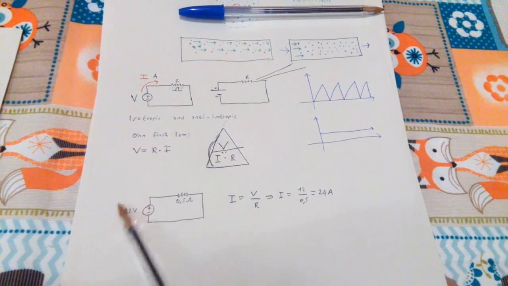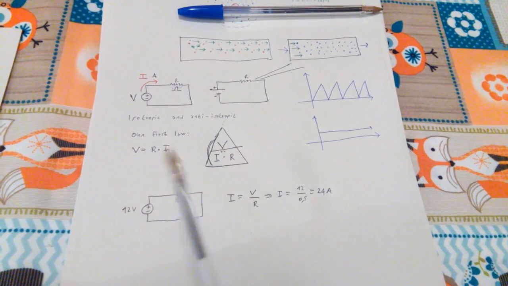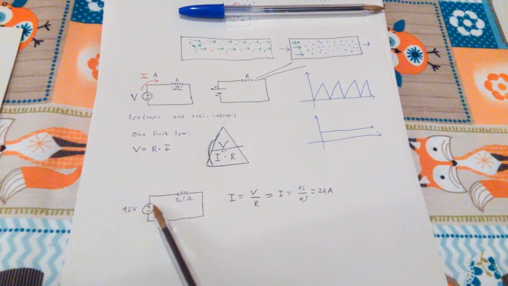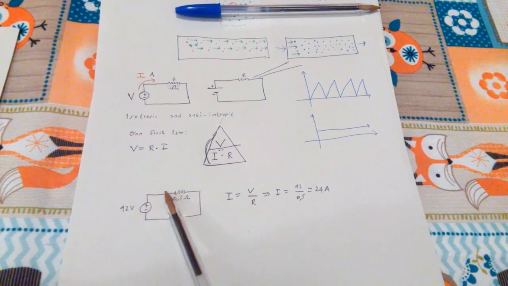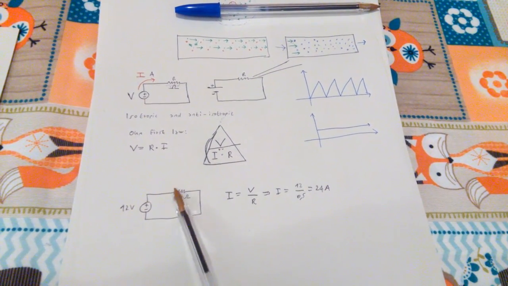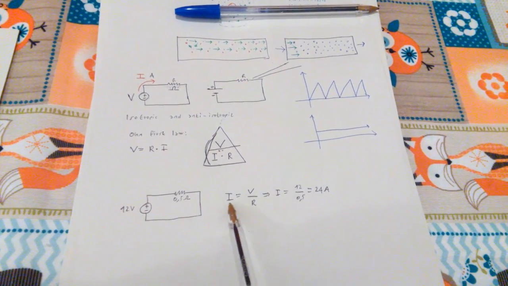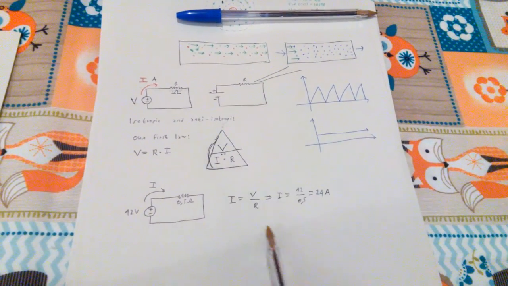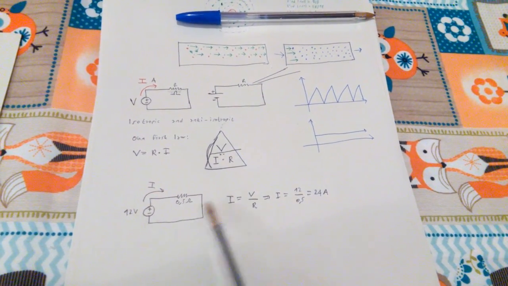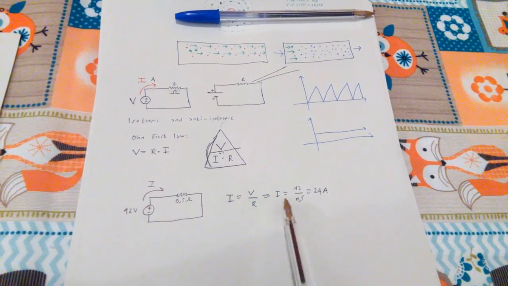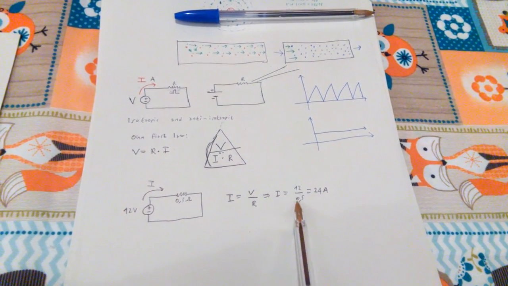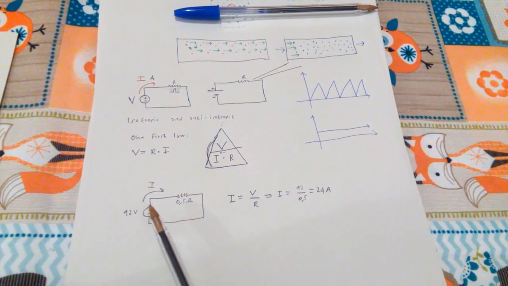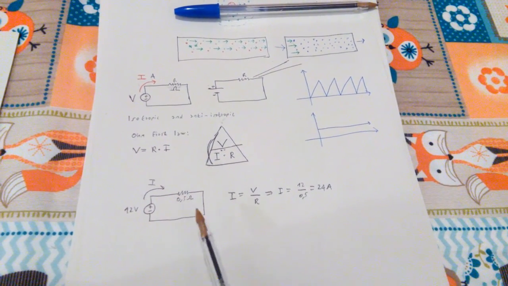We also made a very simple and easy example with a battery, or a general power supply, of 12 volts, and a resistance of 0.5 ohm. We have to find the current flowing, I, and the current is V, the voltage, over R, the resistance, so it's 12 divided by 0.5, so it's 24 amps. This is a very basic, very simple example.